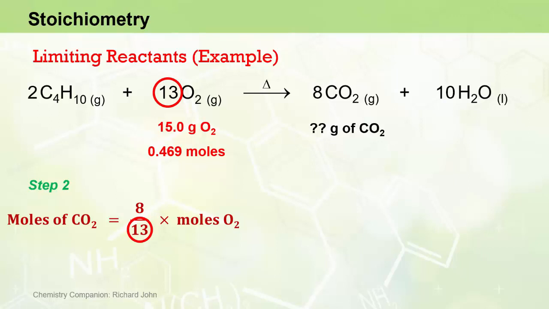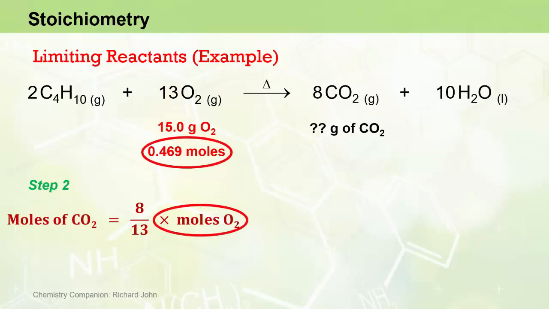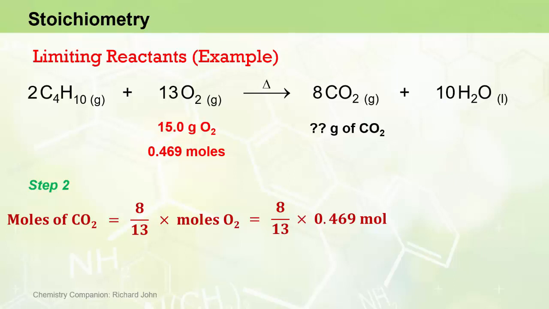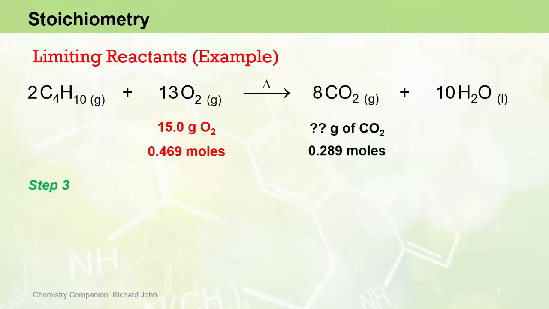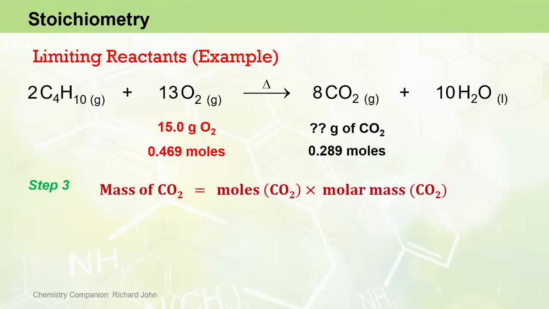And that ratio, 8 on 13, is multiplied by the starting moles of oxygen, which we just calculated in step 1, and that will be 8 on 13 times 0.469 moles, which equals 0.289 moles. So we now have the moles of carbon dioxide that are produced, 0.289 moles.